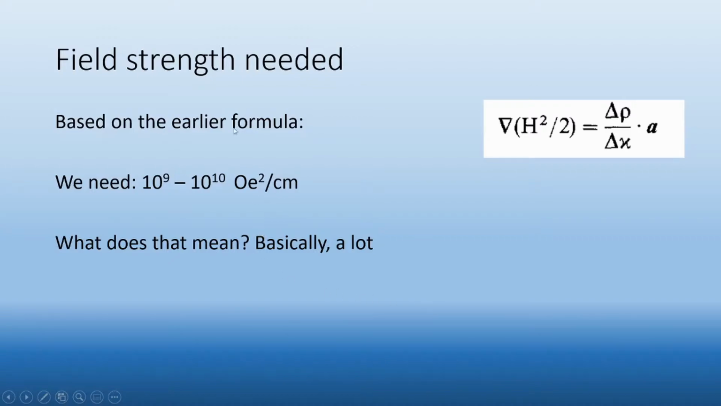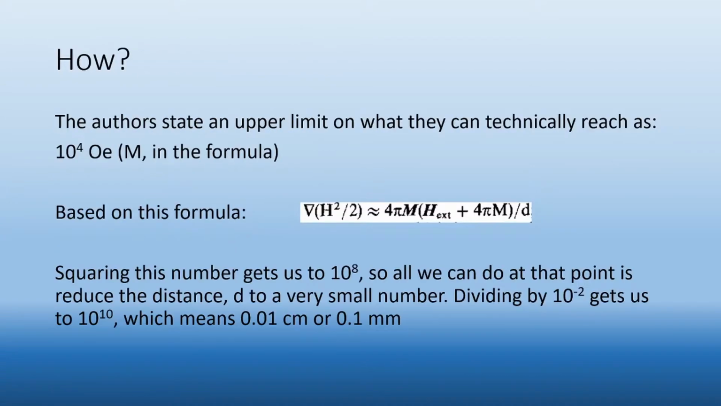Now, field strength needed. Basically, based on the earlier formula, they need 10 to the 9 to 10 to the 10 Oersted squared per centimeter. That's the unit. So these aren't SI units. This is a different system. This is the Gauss system of measurement. But it just means that you need a lot. So they went based on orders of magnitude rather than focusing on the exact number that they needed.